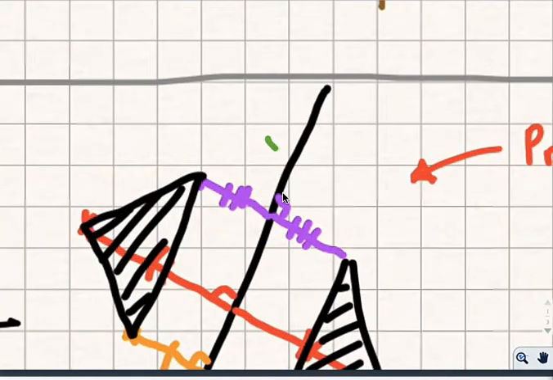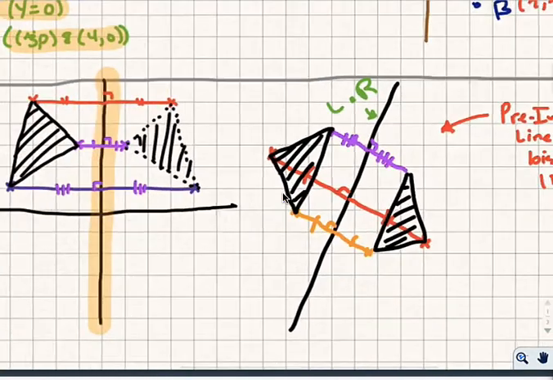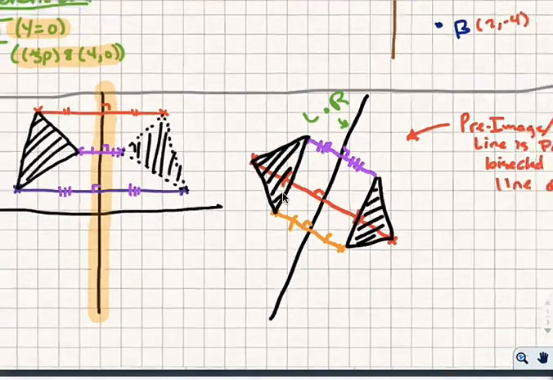So if you're making notes here, that is my line of reflection, which is just the same thing as saying a line of symmetry. They actually mean the same thing.